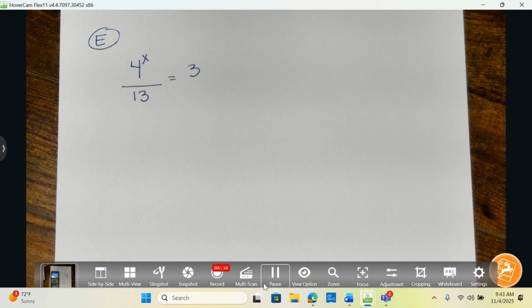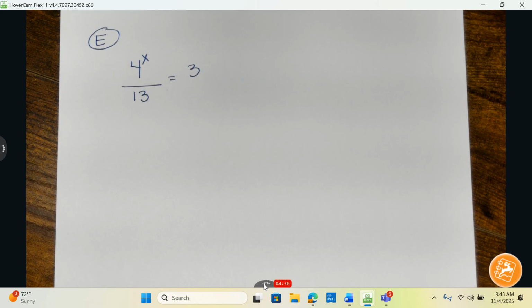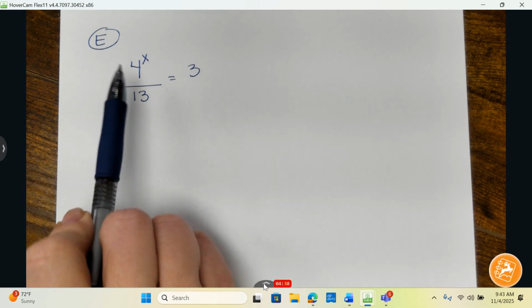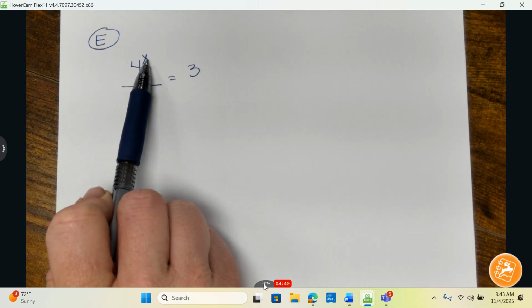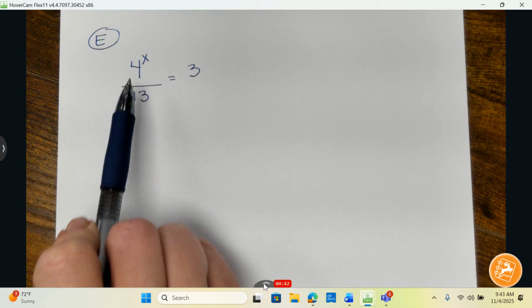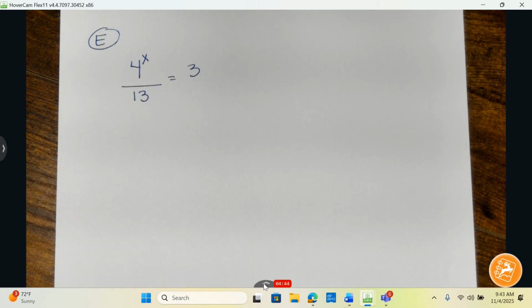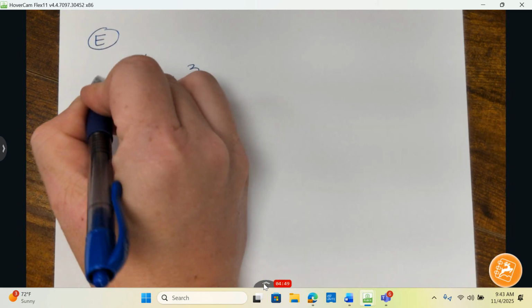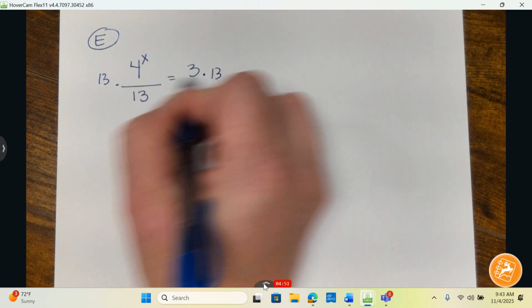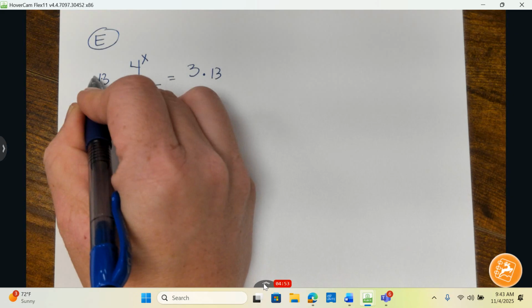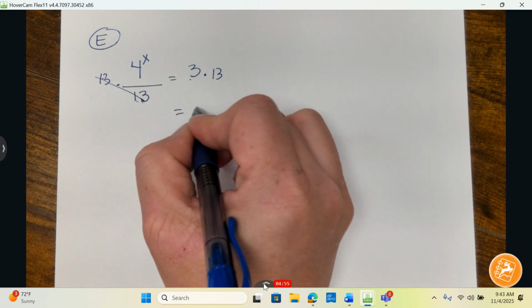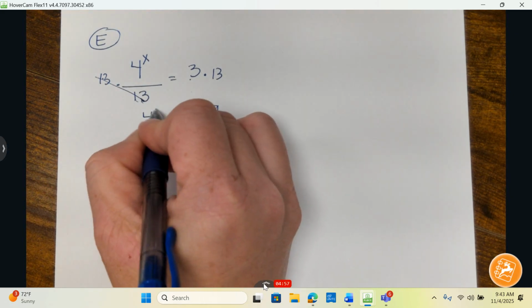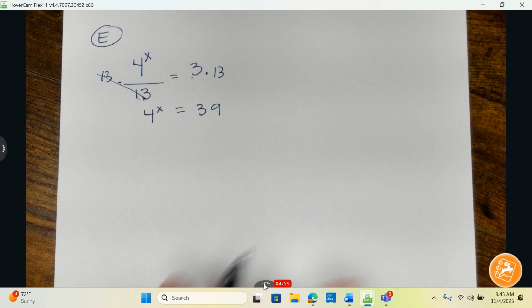Let's take a look right now at our example here with e. So I can't do mental math. I don't know what I can raise 4 to the power of, and then divide by 13, and I end up with 3. I just don't know. So what I'm going to do is first get this by itself. So I'm going to multiply both the left and the right by 13, because opposite of divided by 13 is multiplying. I know 3 times 13 is 39. Okay, next up.